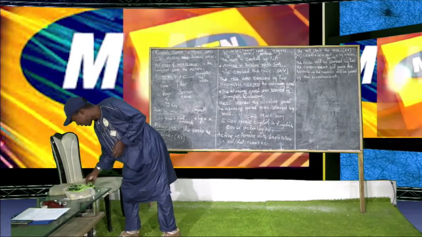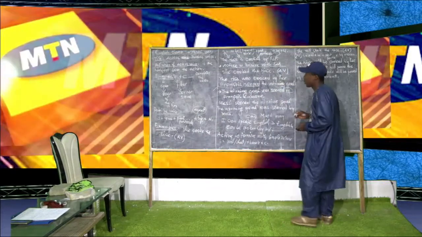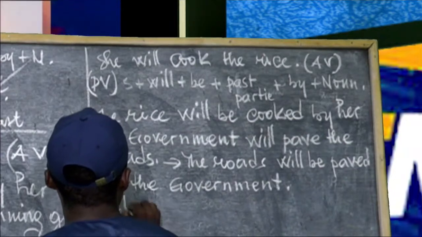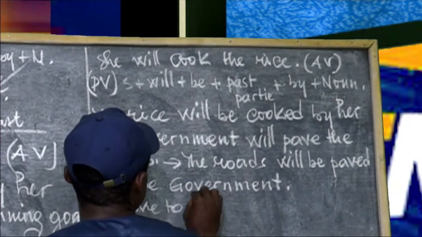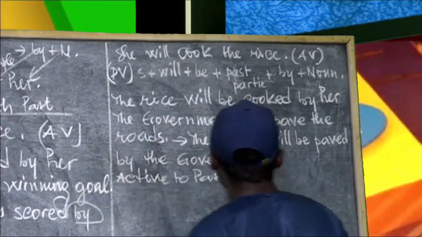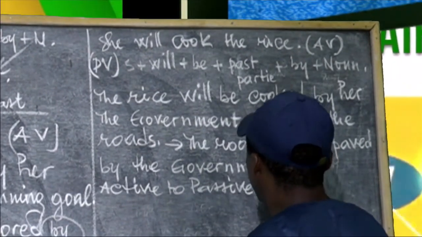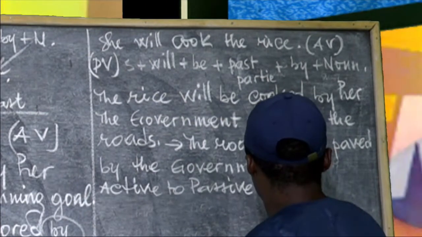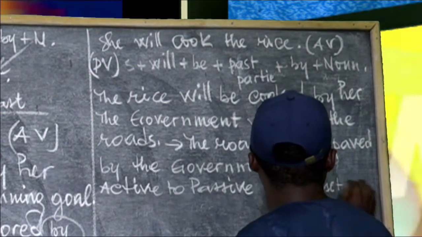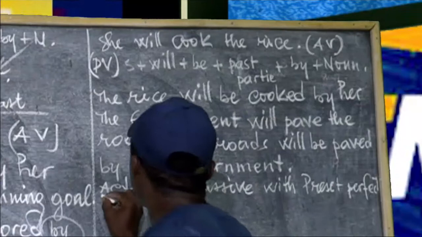Now, after this section, let us take the active to passive with the present perfect. Active to passive with the present perfect. My students, I wish you good luck in your exams. Very good. Active to passive with the present perfect.